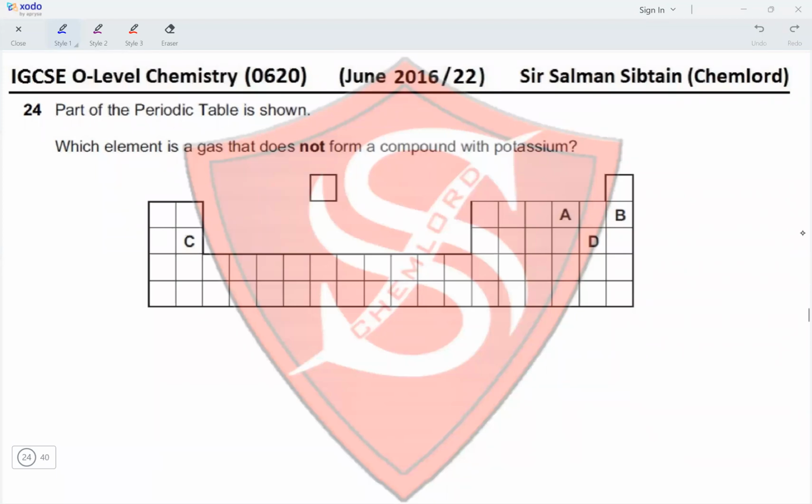Question 24. Part of the periodic table is shown. Which element is a gas that does not form a compound with potassium? So C is not a gas. A is in group 6, so this is oxygen. B is in group 7, this is chlorine. Sorry, D. And B is neon, it is in group 8. So neon does not react.